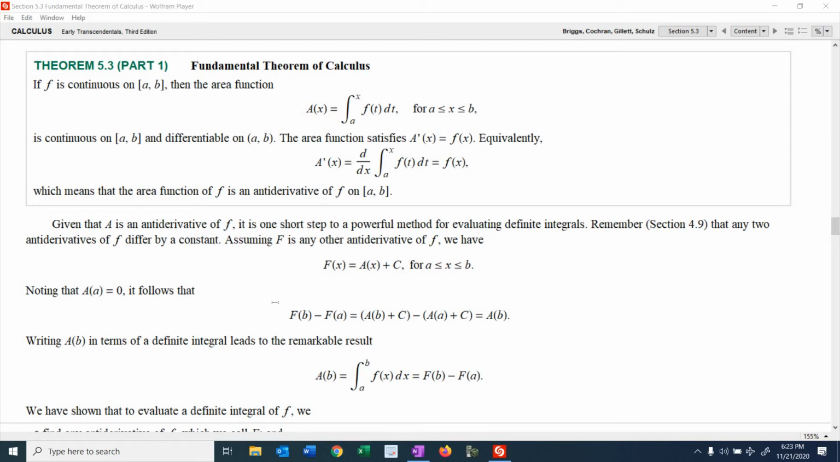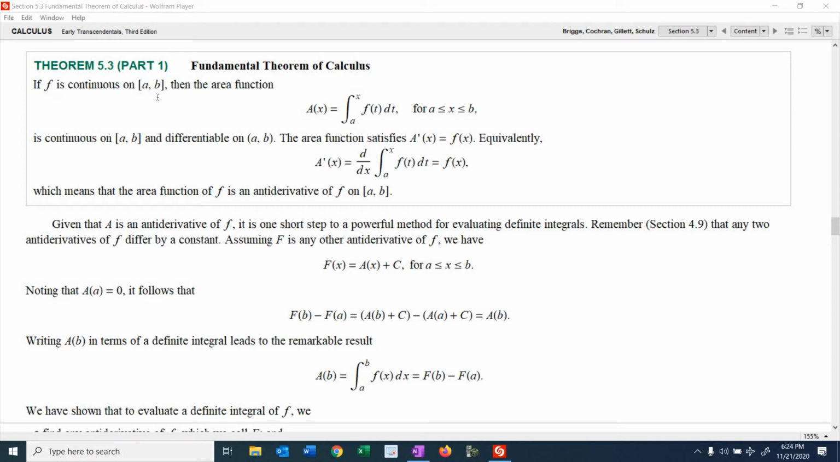Again, in this video, we're going to go over the most important theorem in calculus, which is known as the fundamental theorem of calculus. Now, the fundamental theorem of calculus has two parts to it. So in this video, we're going to go over the first part, and then we'll go over the second part in another video.